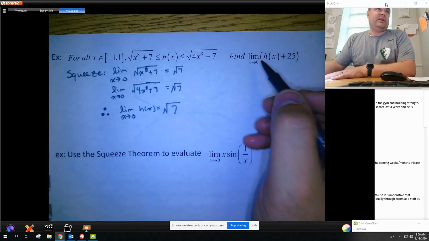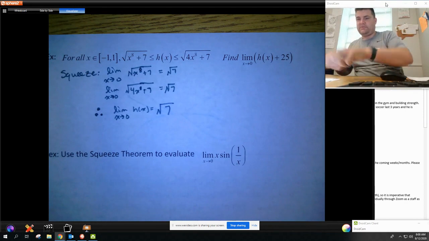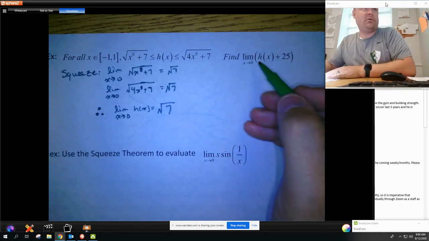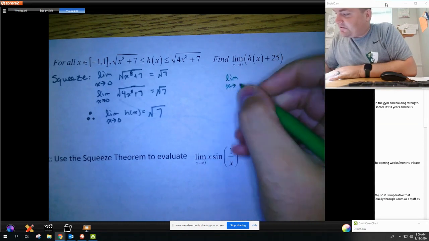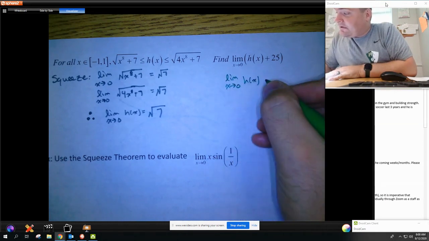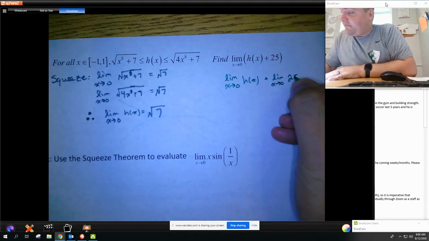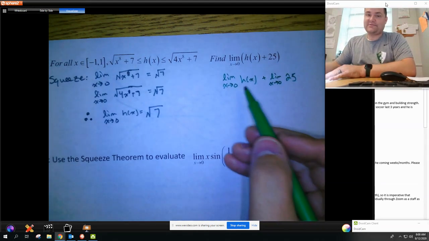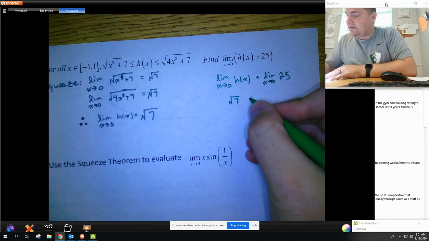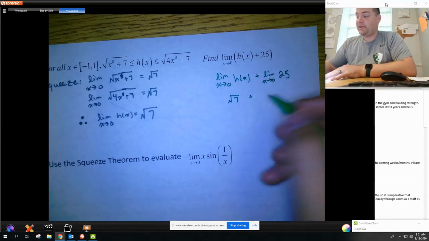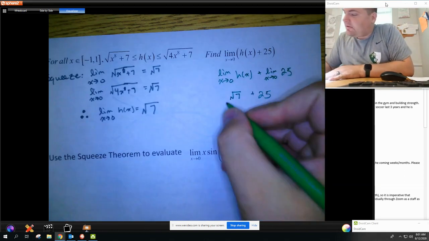Now, I didn't actually answer my question here. Well, I'm looking for this. Okay, so let's go ahead and do that. I'll do that in green. In order to answer this, I have to use my limit laws. So the limit as x approaches 0 of h of x plus the limit as x approaches 0 of 25. I have this first answer. It's root 7. And since this is just a constant, there's no x value to plug into. It's just going to be that right there. And that's it.